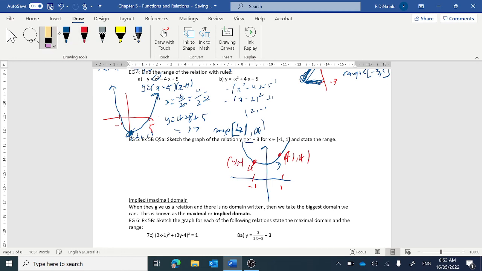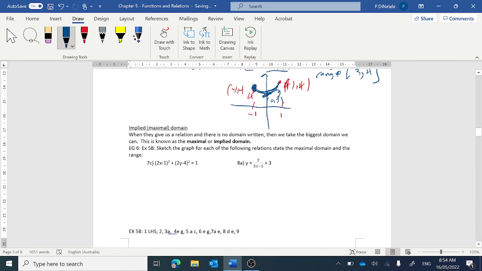So just rub that graph out because I can't have it like that. I've got to have it like this. There we go. It stops there. So the domain is that one, but the range is only going to be, the lowest value is here at 0, 3. So from 3 to 4 inclusive. So be careful with that one.